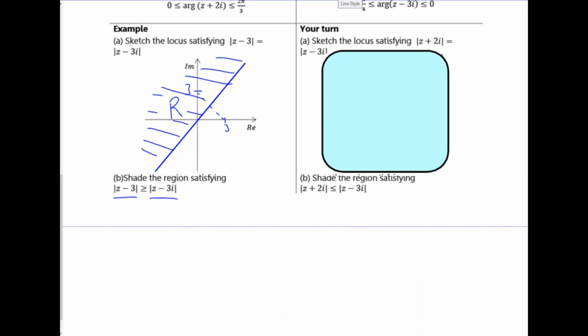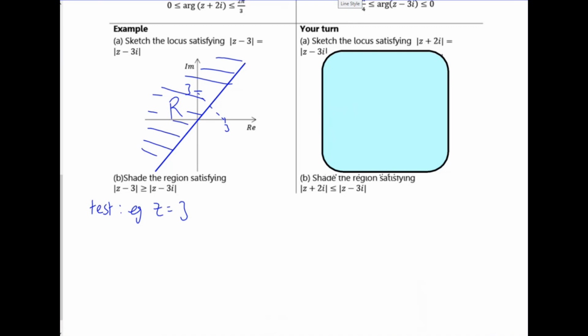If you are unsure, you can test a point. The origin is usually good to test, but we can't test it this time because the line goes through the origin. So I'm going to pick z equals 3, that point over there on the right hand side.